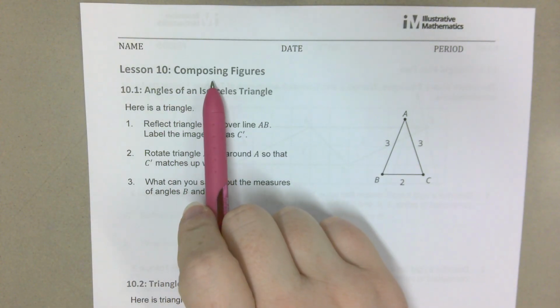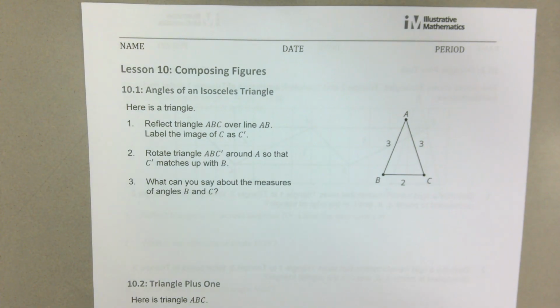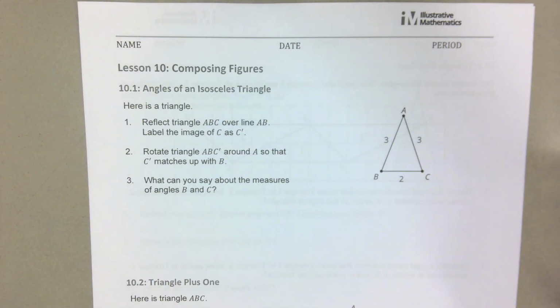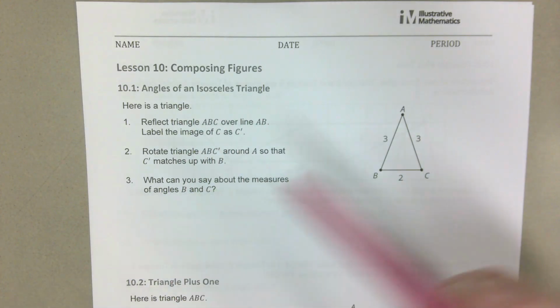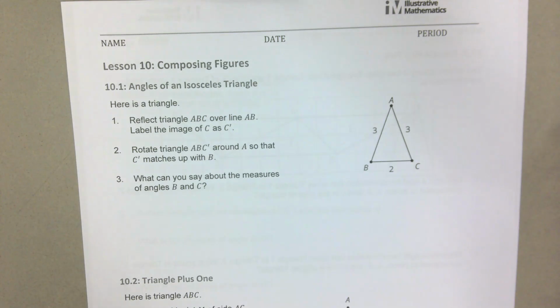All right, so we are going to look at composing figures tomorrow. Hopefully I'll be back and we're going to do lessons 8 and 9. They're a little bit trickier, so that's why we're doing lesson 10 right now. All right, angles of an isosceles triangle. An isosceles triangle is where two sides have the same measurements.